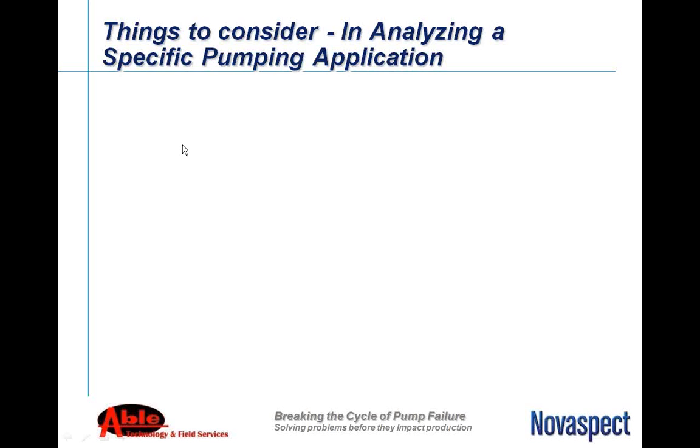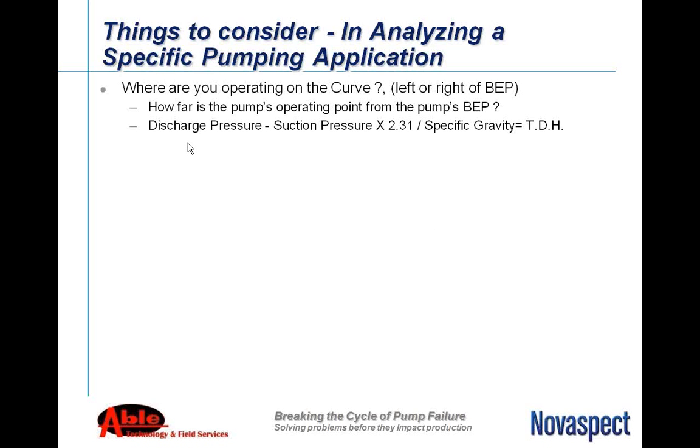Okay, things to consider in analyzing a specific pumping application. And this is getting towards the end of my presentation, but these are some of the things that I take a look at when I walk down into a facility and they say, hey, we got a pump that keeps failing, would you take a look at it? Questions I'm asking myself: where are you operating on the curve? Are you left or right of the BEP? How far is the pump's operating point from the pump's BEP? How far to the left or how far to the right?